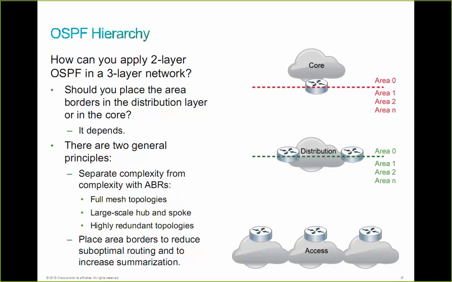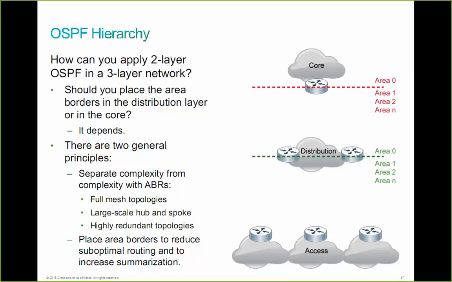Now, part of the network might be considered complex when it has lots of routing information. Maybe it's a full mesh network or a large hub and spoke environment, or you have some sort of highly redundant topology, like a redundant campus or a data center. So that would be something that would go into a separate area. Cisco defines that as separating complexity from complexity. Don't try to commingle too many complexities together, in other words. Summarize as much as possible to maintain the reliable and scalable OSPF design.